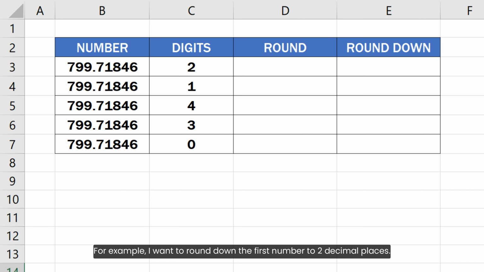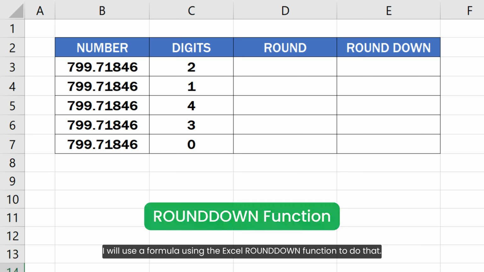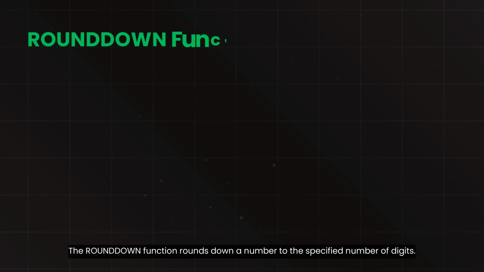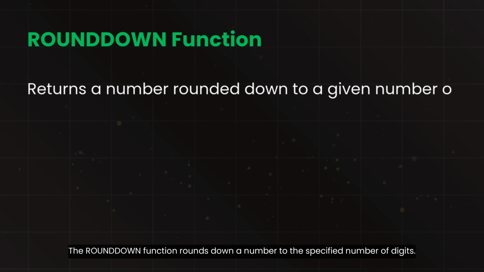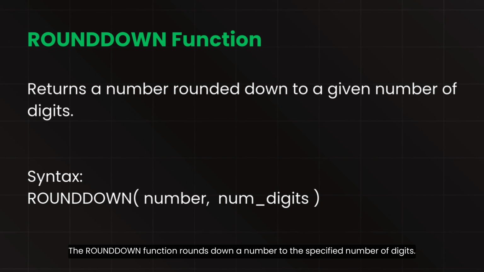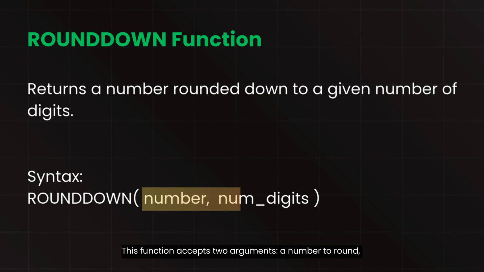For example, I want to round down the first number to 2 decimal places. I will use a formula using the Excel ROUNDDOWN function to do that. The ROUNDDOWN function rounds down a number to the specified number of digits. This function accepts two arguments, a number to round and the number of decimal places. If the second argument, the number of decimal places, is 0, the number is rounded down to the nearest integer value.